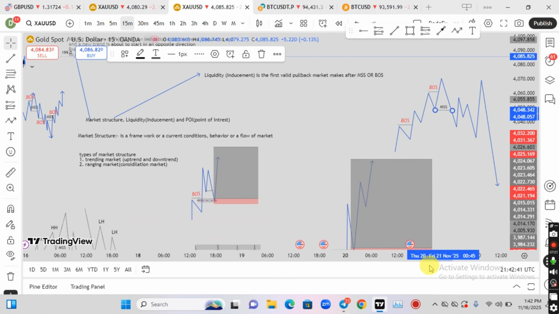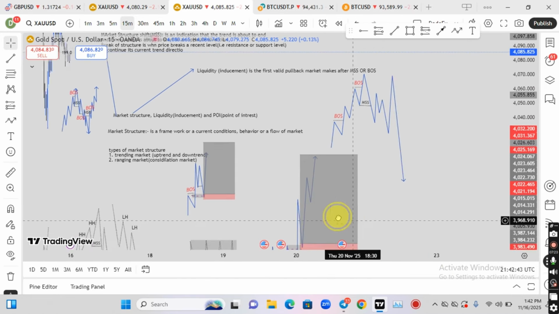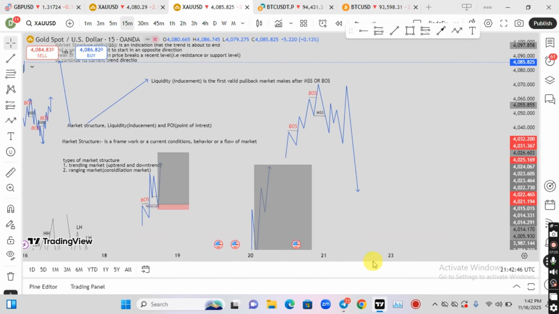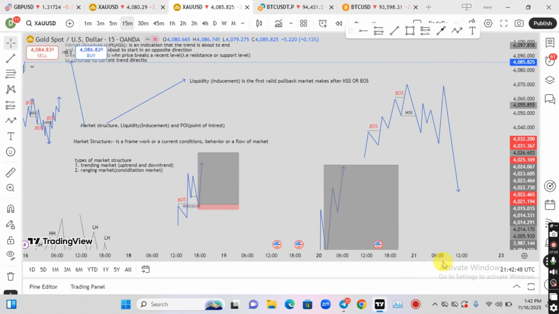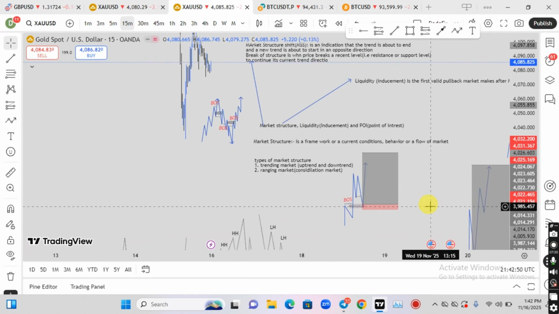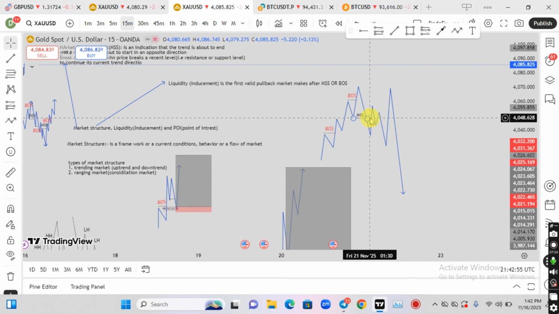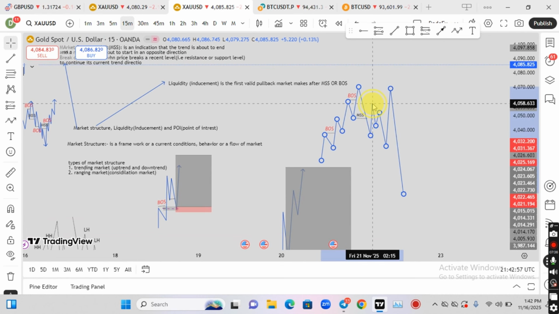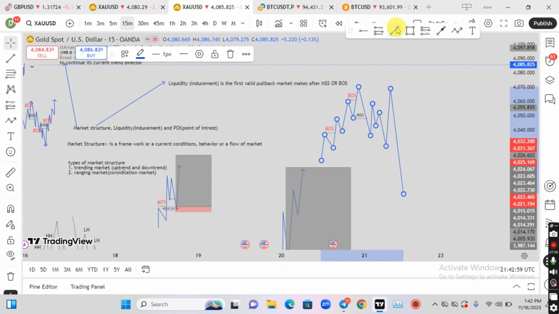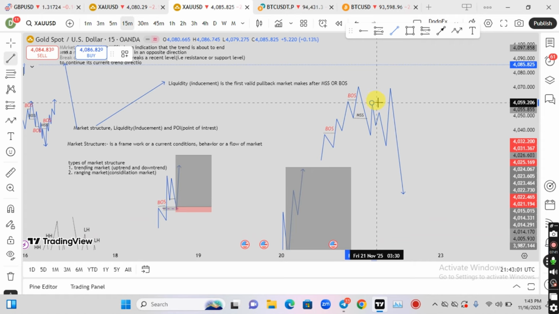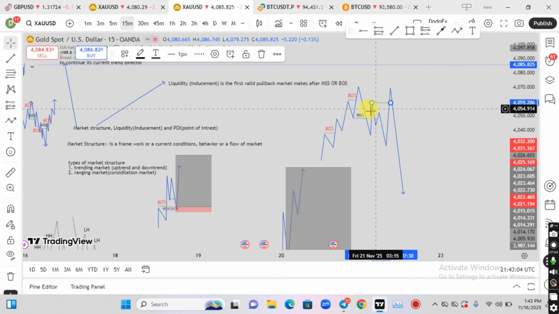Price is changing direction now to sell, right? So the first valid pullback was this pullback, which gives us our inducement. So what makes this first pullback valid? Because price still pulled back in the previous direction up to 50% of it, right?